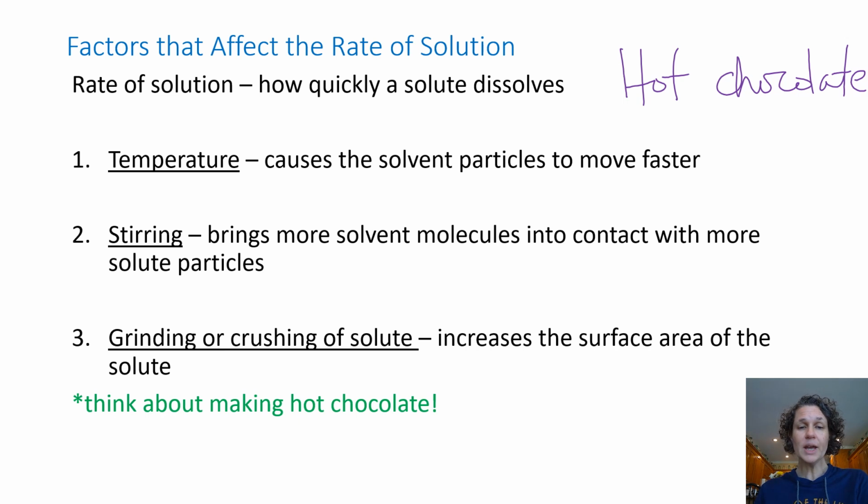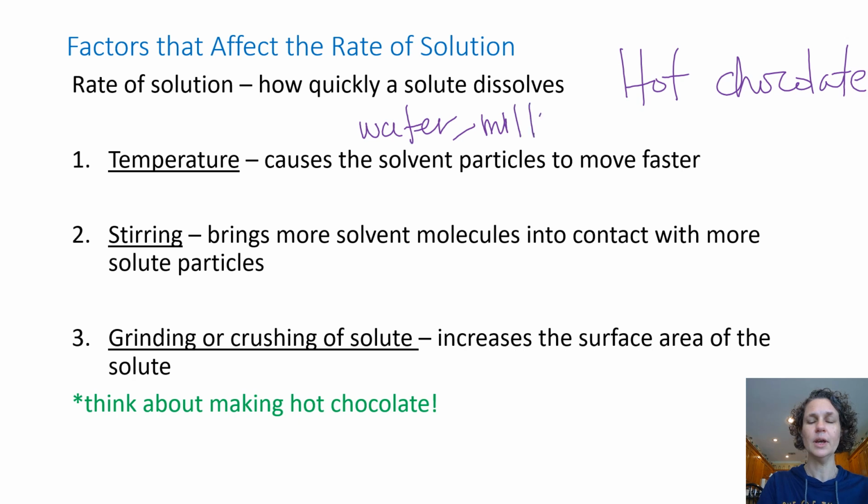First of all, you heat up your solvent. Your solvent in this case would be water, or if you want to be super fancy, you could use milk for your hot chocolate. And so you heat it up first, and that causes those solvent particles to start to move faster. So they are moving quickly. Then you dump in your hot chocolate powder, and that's the solute, and you stir it. That stirring just brings the solvent molecules in more contact with more of the solute particles.